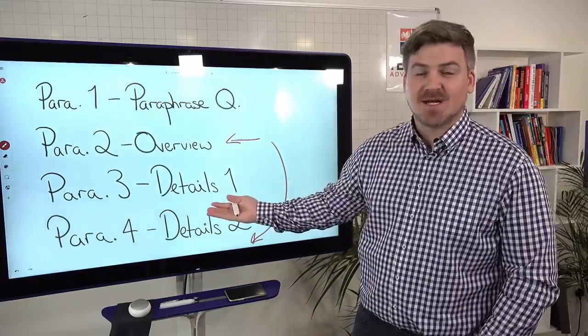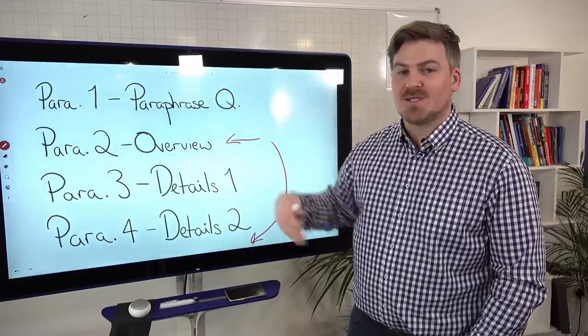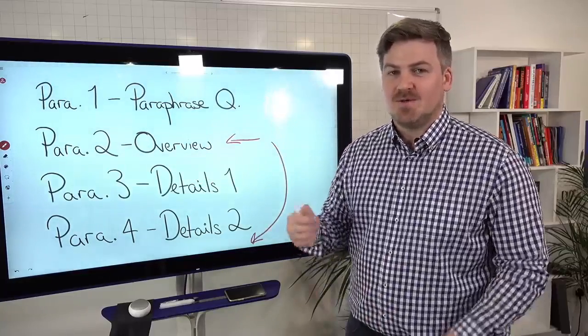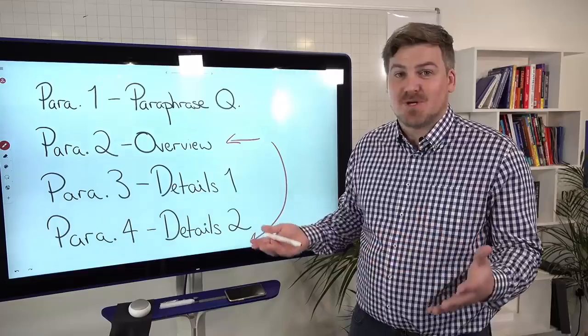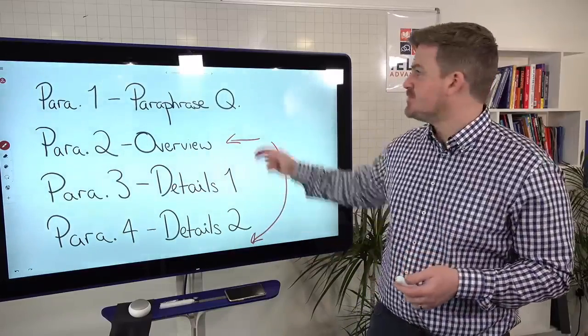And in Task 1 Academic, there is no conclusion. There's an overview. A conclusion is a summary of your main ideas. There are no main ideas here because you're not writing about what you think, you're just reporting the data.